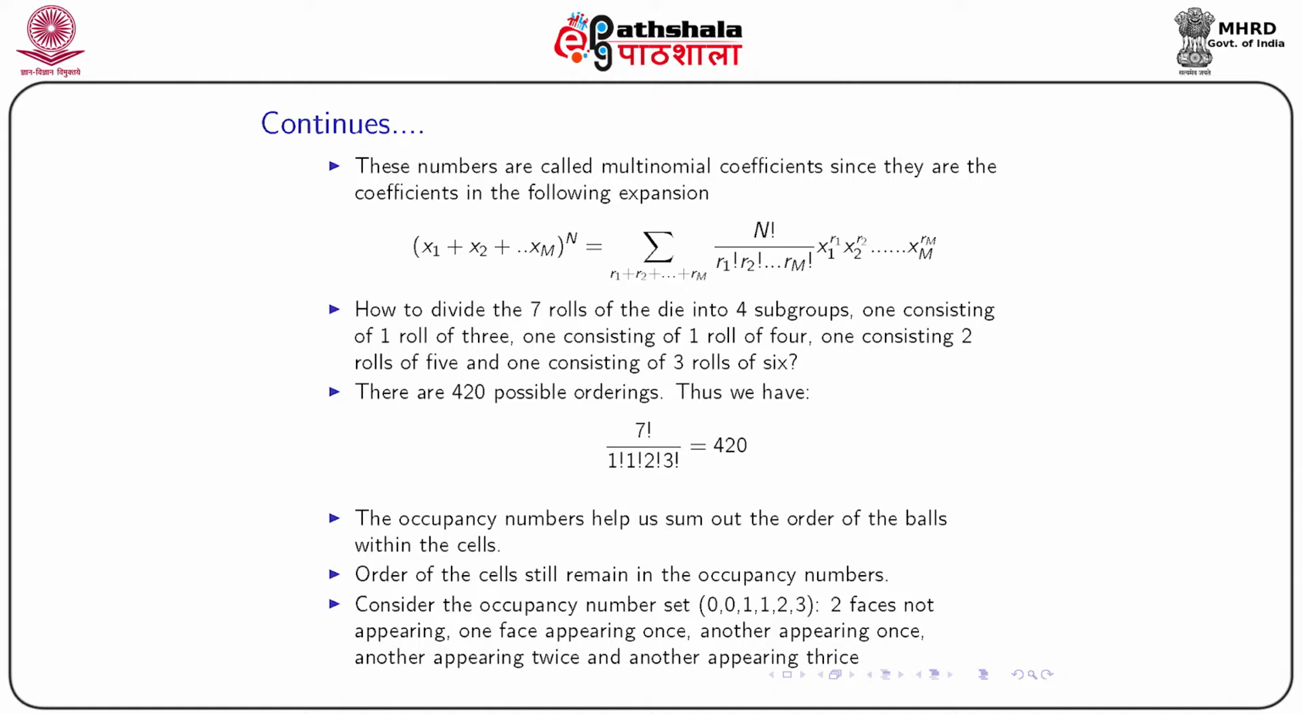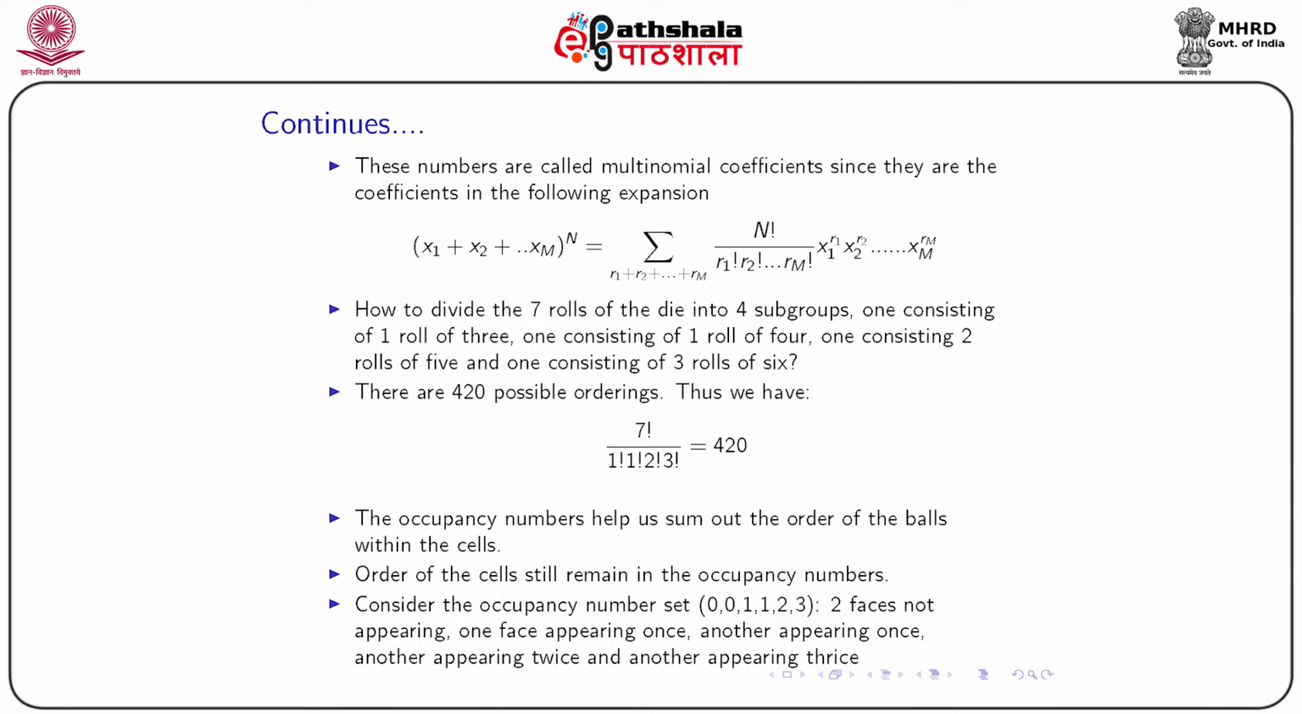Now if you use this theorem and we want to know how to divide the 7 rolls of a die into 4 subgroups, we may say that one group consists of one roll of 3, one consists of one roll of 4, one consists of 2 rolls of 5, and one consists of 3 rolls of 6. Note that I am not considering all face values right now. So what I am considering is one roll of 3, one roll of 4, 2 rolls of 5, and 3 rolls of 6.